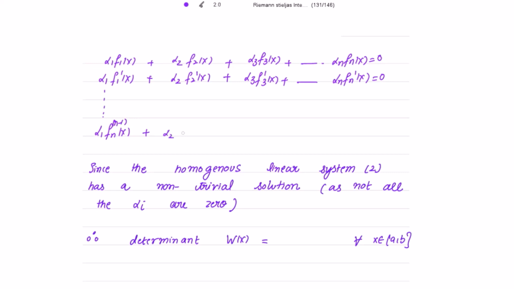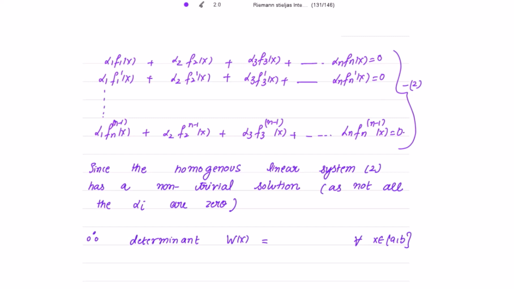So alpha 2 f2 n minus 1th derivative of x, alpha 3 times the derivative with n minus 1th times. So I have differentiated this n minus 1 times. Let me mark this system of homogeneous equations as the complete system 2.